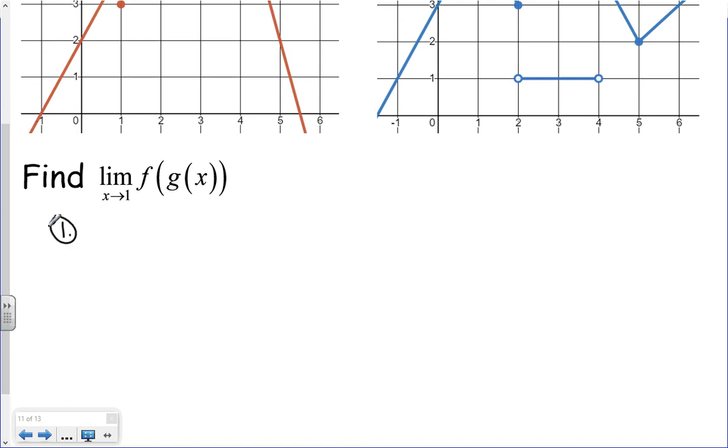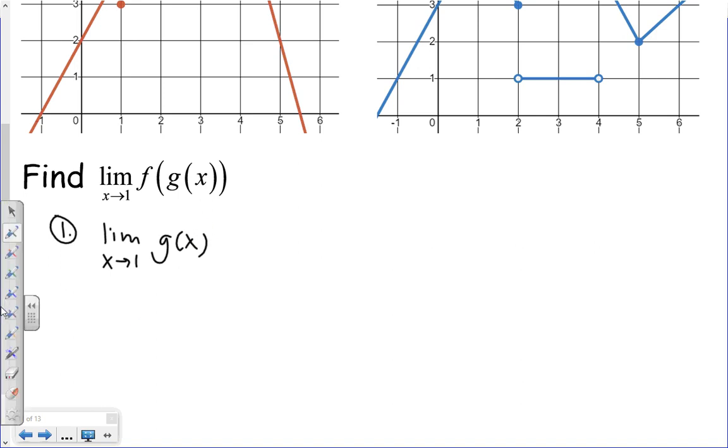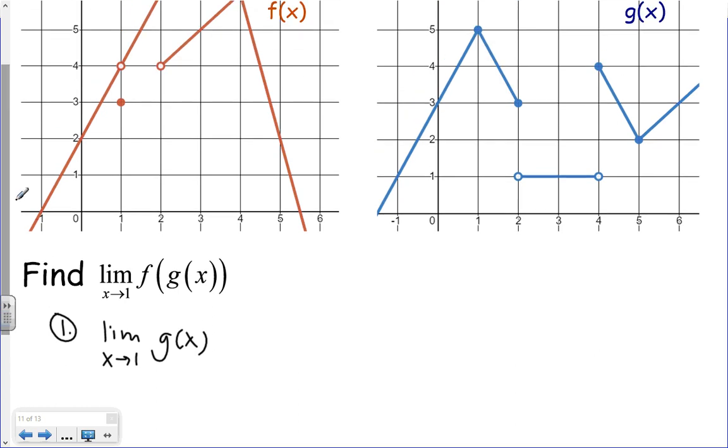So let's check our first condition. The first condition talked about the limit of the inside function. So we're going to take the limit as x goes to 1 of g of x. We're going to just focus on g of x over there, and we're going to consider what's happening on g of x as we approach 1. So here's 1 on our graph.